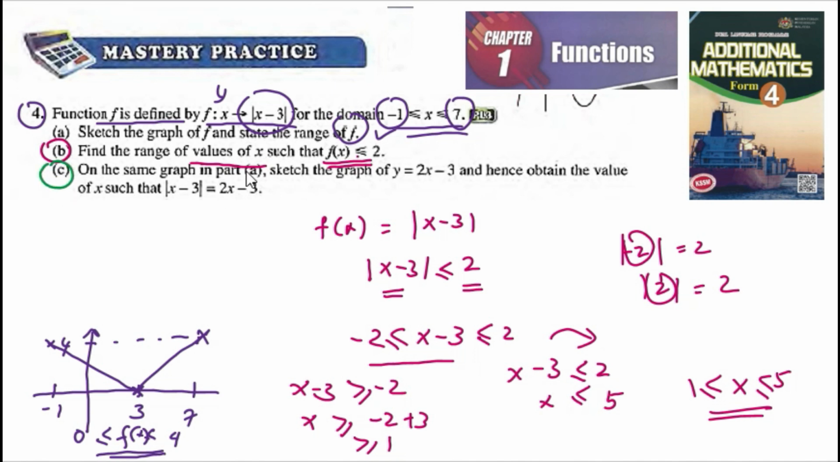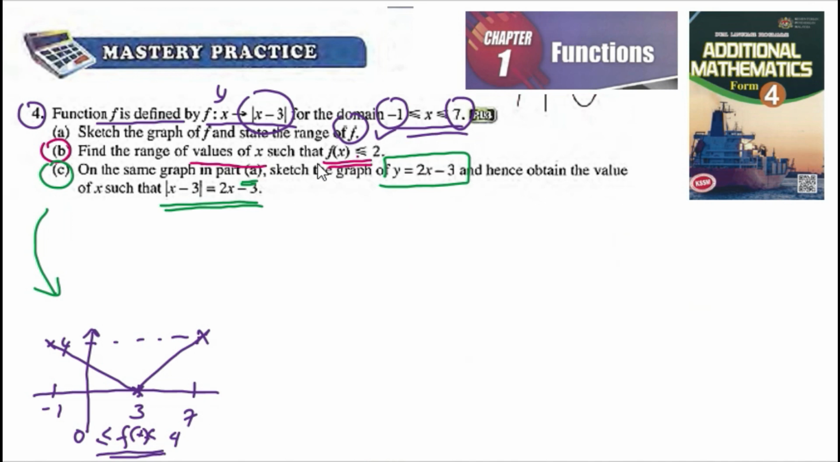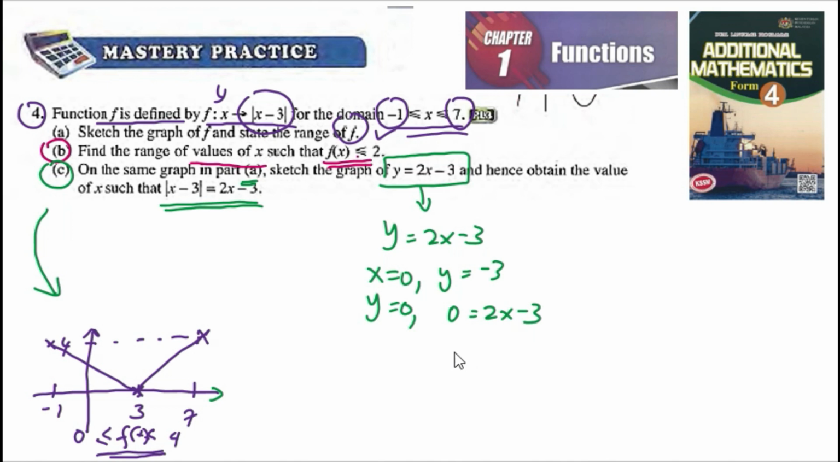On the same graph in part A, we have this graph here. Sketch the graph of y is equal to 2x − 3. Hence, obtain the value of x such that this is the equation. So, sketch the graph y = 2x − 3. We can do it at the axis. When x is equal to 0, y is equal to negative 3. When y is equal to 0, 0 is equal to 2x − 3, so 2x is equal to 3, x is equal to 3 over 2 or 1.5.